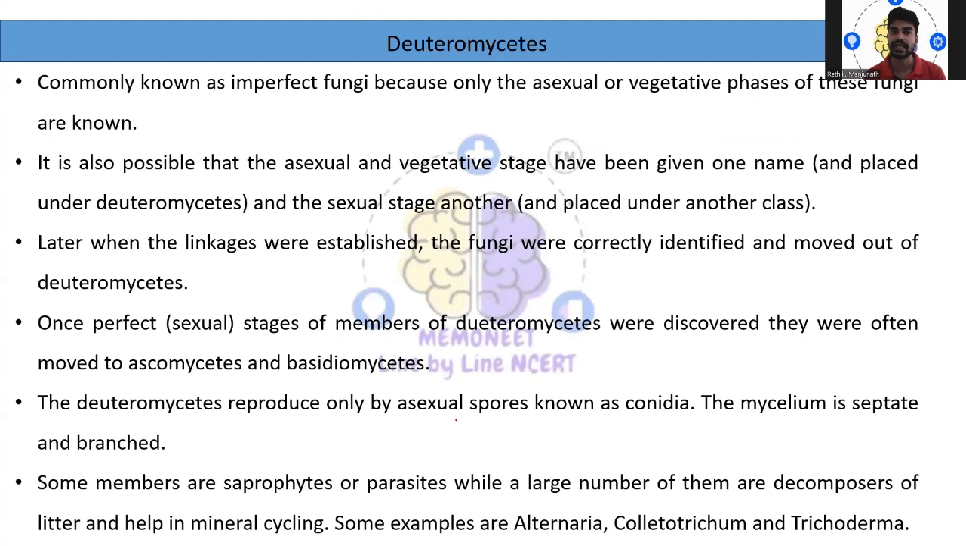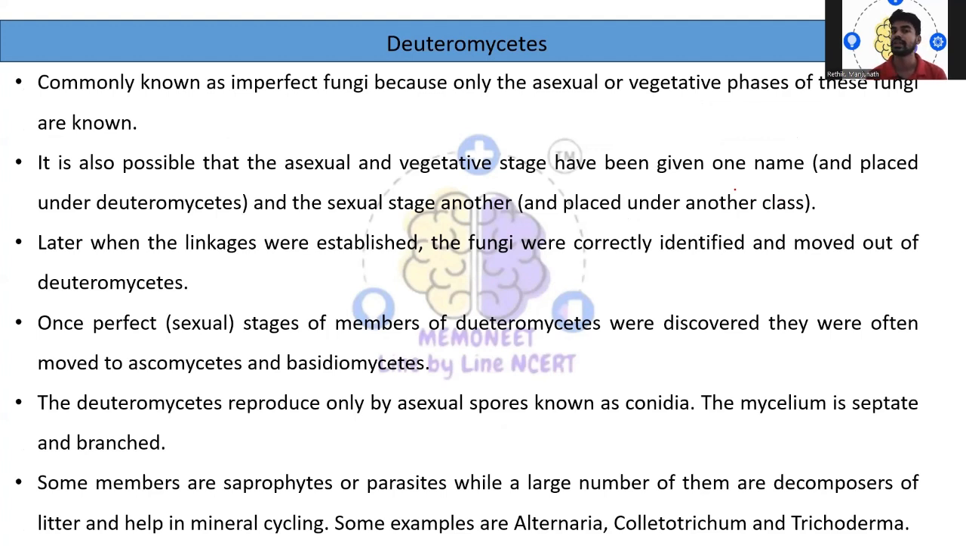The next we have is deuteromycetes, which is again a kind of fungus. Commonly they are called imperfect fungi because only the asexual or vegetative phase of these can be seen. That is only what we know. Asexual and vegetative phases are just what we know.